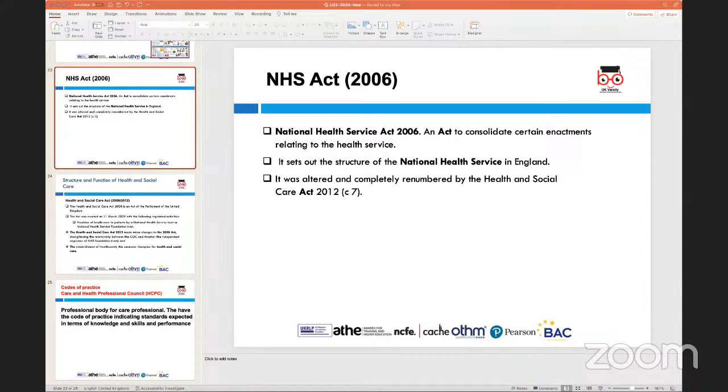So this particular act is again important because it consolidated all previous legislation of the National Health Service prior to 2006 for England and Wales, and introduced a new set of provisions aimed at modernizing and improving the delivery of health and social care services to members of the public. Now, there are lots of important things which this act introduced.